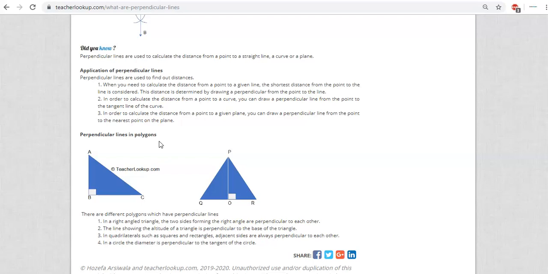Second one is, in order to calculate the distance from a point to a curve, you can draw a perpendicular line from the point to the tangent line of the curve. Third point, in order to calculate the distance from a point to a given plane, you can also draw a perpendicular line from the point to the nearest point on the plane.